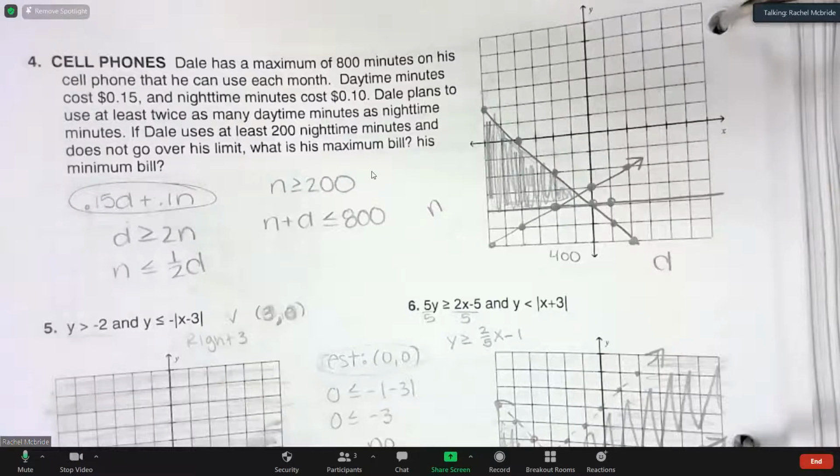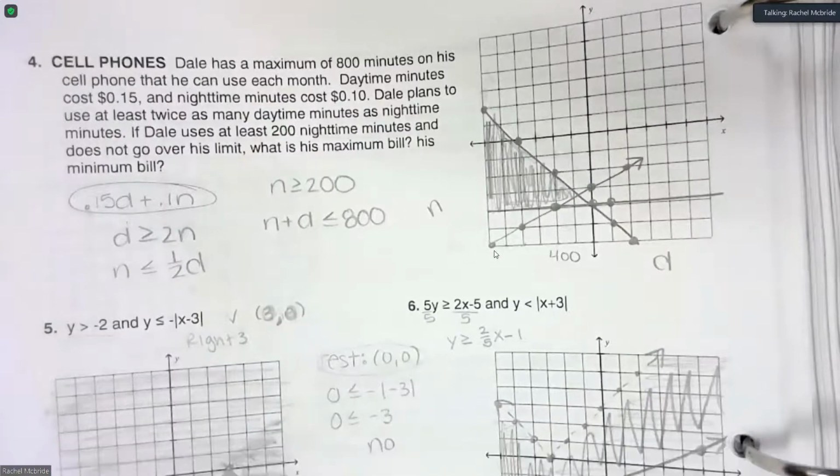And then you want to figure out where they can minimize or maximize their bill based on minutes used. So I made the origin 0, 0 and graphed from there. So I kind of ignored the X and Y axis and used the origin over here.